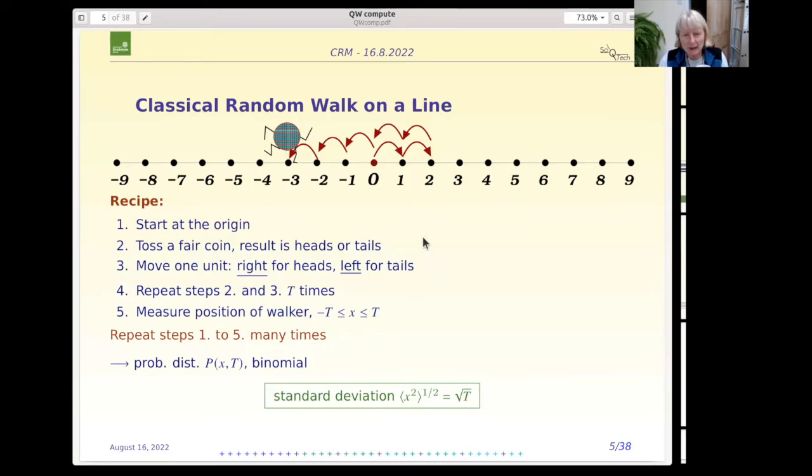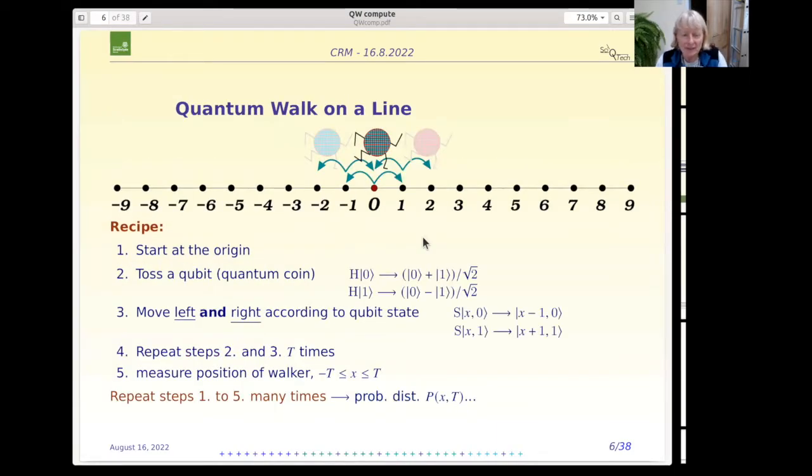So we'll add the quantum bits like this. The first step is the same. We're going to start at the origin. Now you want to toss a quantum coin. That'll be a qubit, because we just need two choices again. And I have written the equations here because it's a Hadamard operator, a unitary operator on a single qubit. And what it does is produce the same result except for this sign here.